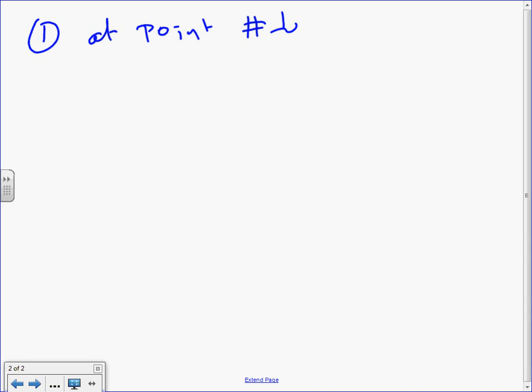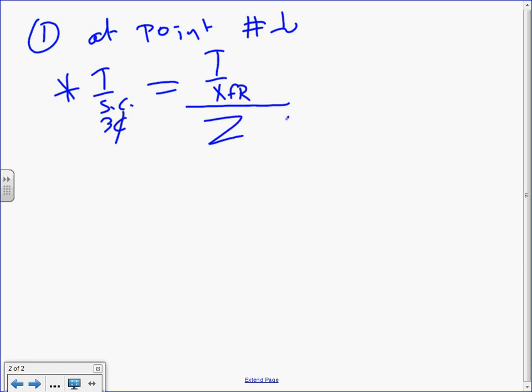Here's what you need to do. You need to take I short circuit 3-phase. We're doing 3-phase short circuit. Everybody's doing 3-phase short circuit. I short circuit 3-phase equals, that's the one that you need to do. The formula that you need is I_XFR divided by the impedance. That's the formula that you need to find the short circuit there.